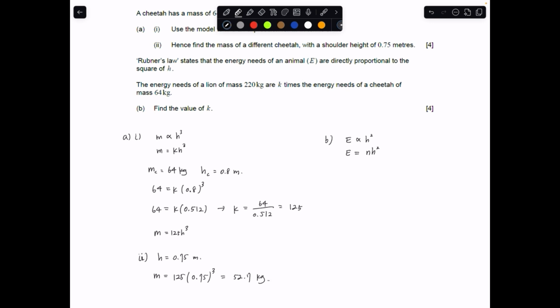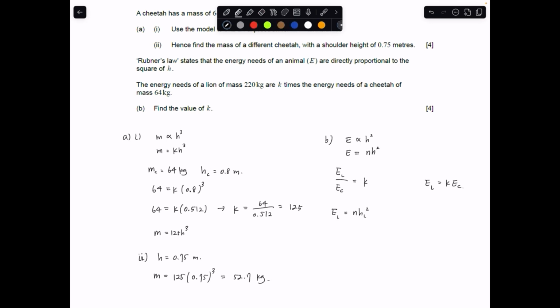And so we can set this up by creating a ratio. So the energy needs of a lion, I'm going to label it E sub L. And that divided by the energy needs of a cheetah, E sub C, and that is k, right? Because E sub L equals k times E sub C, right? And so we just have to find an expression for the energy needs of a lion and the energy needs of a cheetah. And so we could find the energy needs of a lion as n times the height of the lion squared, right?